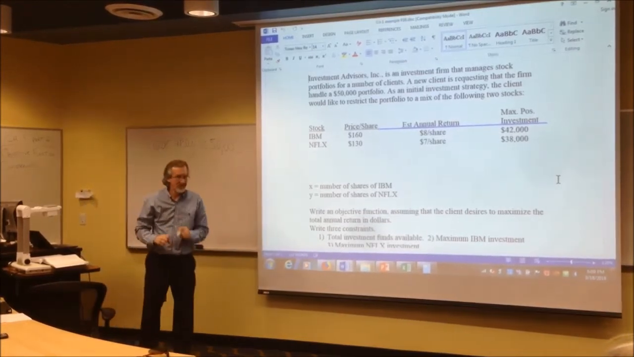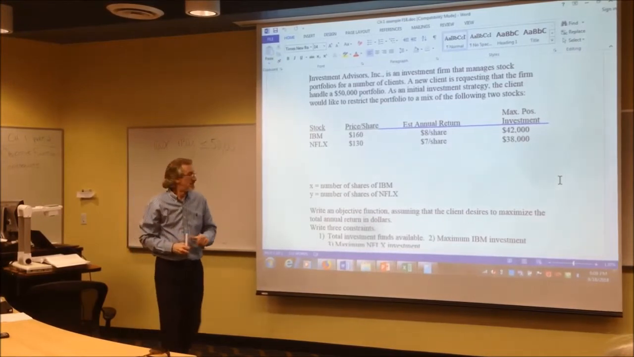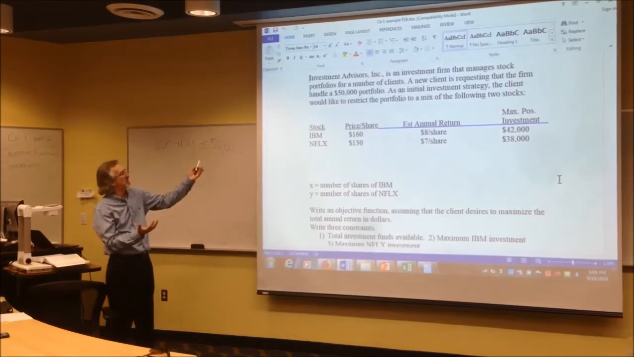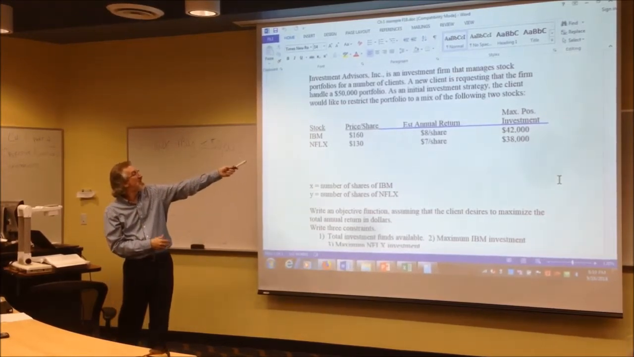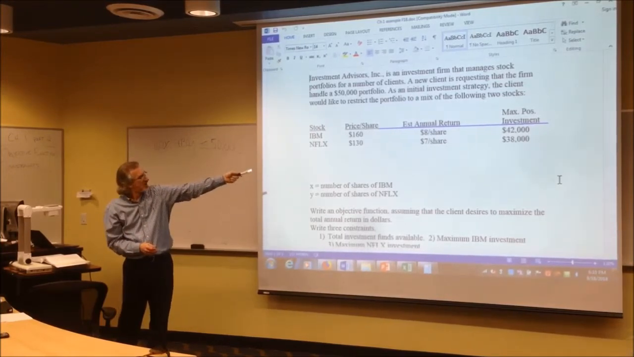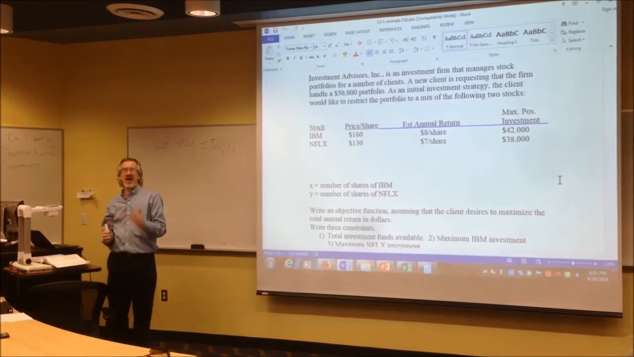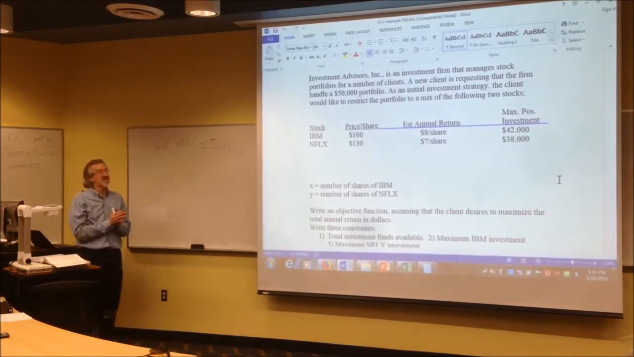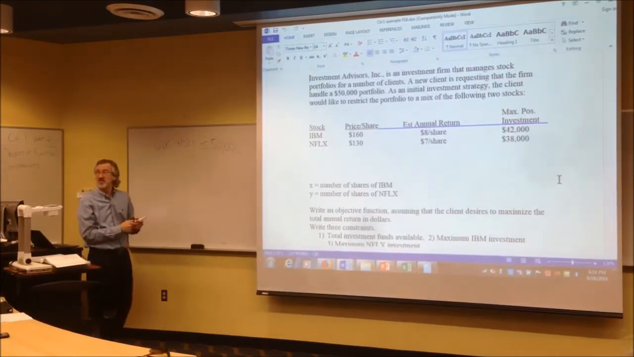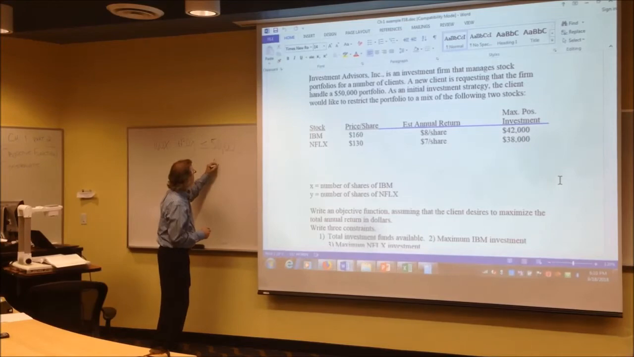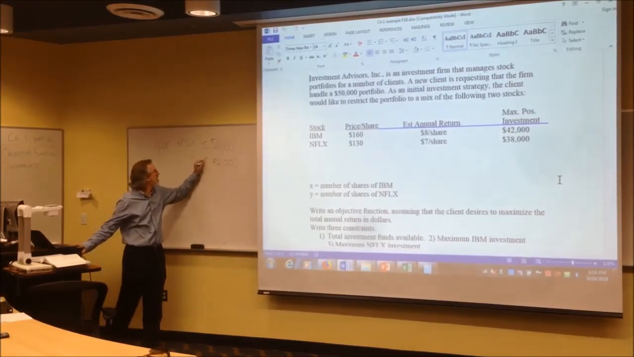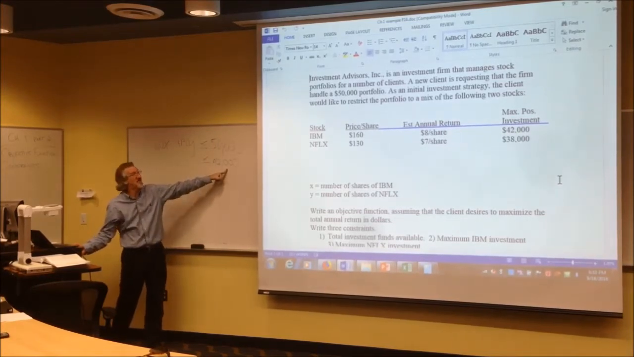The second constraint, I'll wait for you guys, I see some people write it down. The second constraint says maximum IBM investment. What it's trying to tell us, we look up here, it says IBM, $160 a share, estimated annual return. It's telling us how much money we'll most likely make on this. Plus maximum possible investment. For whatever reason, we can't take more than 42,000 of the 50,000 and invest it in this stock. That's a limitation. $42,000, less than or equal, greater than or equal, or equal? Less than or equal, because we can't go over $42,000.